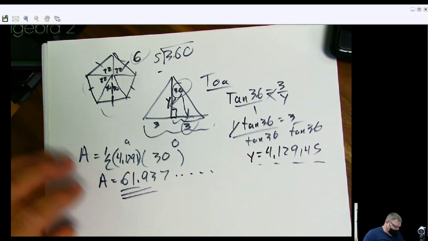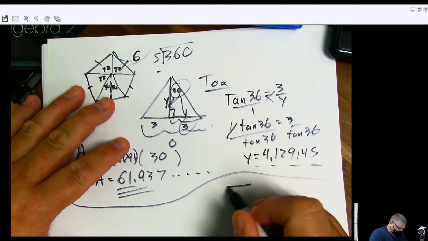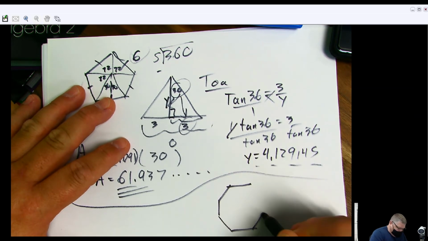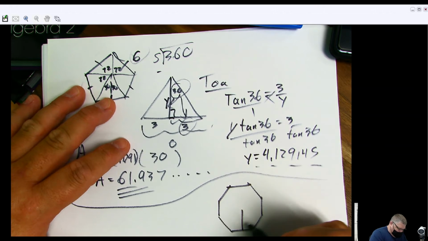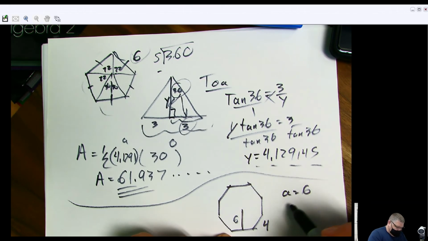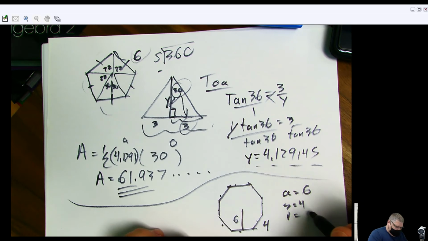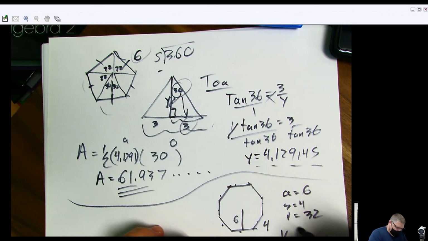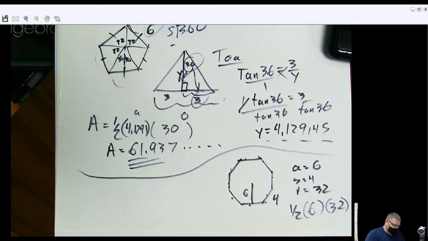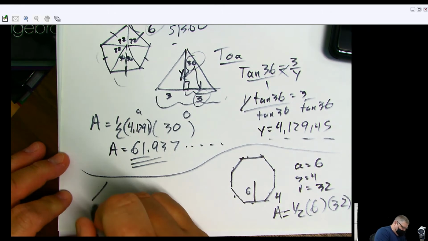It's also using trigonometry, but sometimes it's not that difficult. Sometimes they simply give us everything we need, and they say, oh, there's 6, and this is 4. So in this case, if I have 6 for an apothem, and I have a side of 4, that means my perimeter, 1, 2, 3, 4, 5, 6, 7, 8, is 32. So I simply say 1/2 of 6 times 32, and that's all I have to do to get the area.